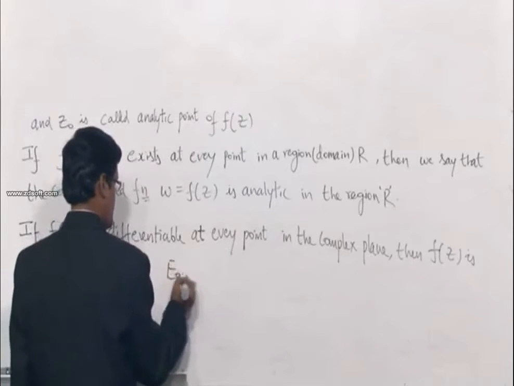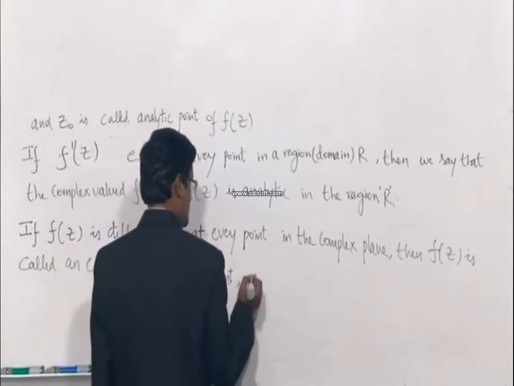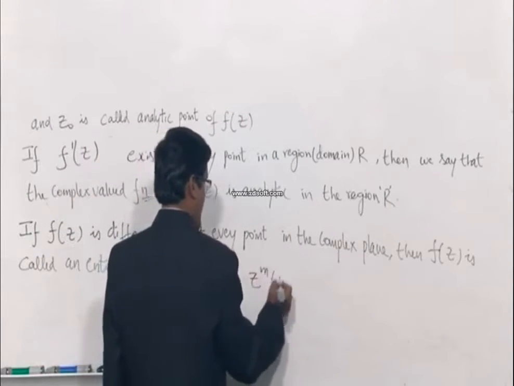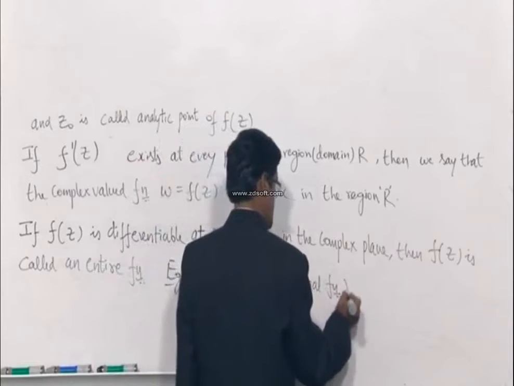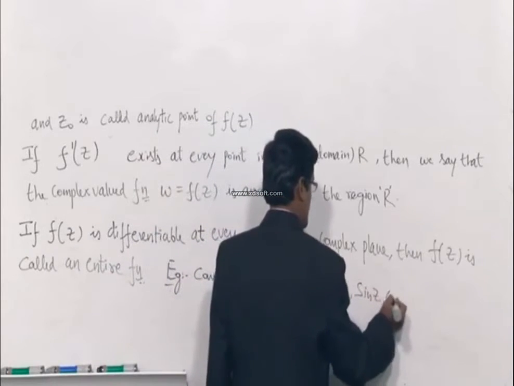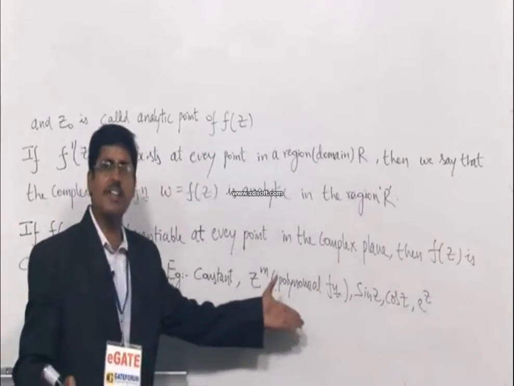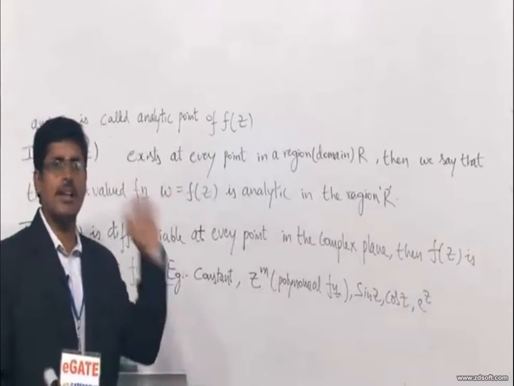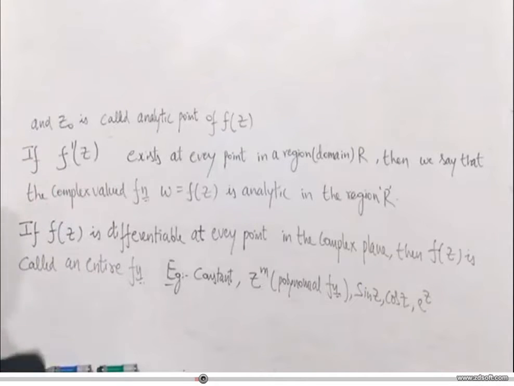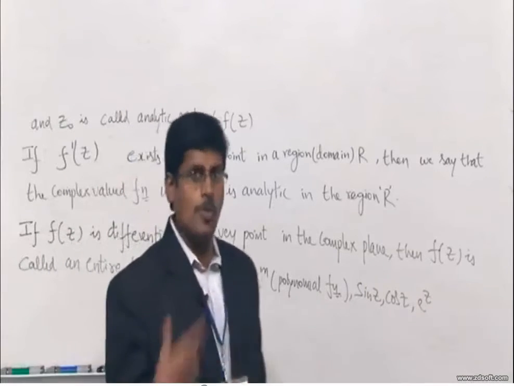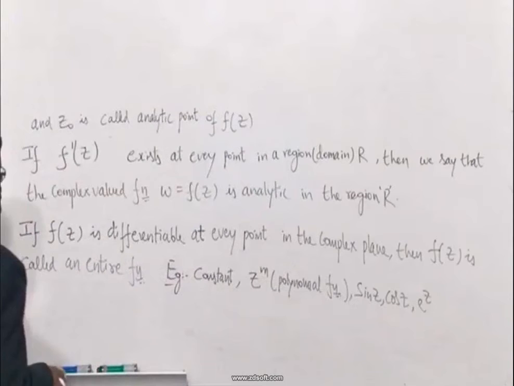Examples: constant, z power m, polynomial function, sin z, cos z, e power z. So these functions are everywhere differentiable in the entire complex numbers, that is, the entire complex plane. And an analytic function is also called a regular function or holomorphic function. The synonyms of analytic function are holomorphic or regular function.